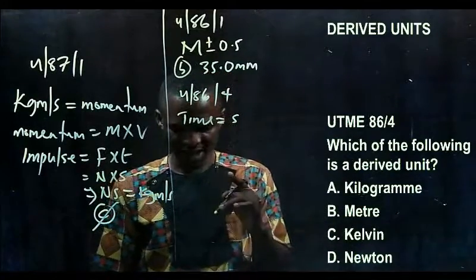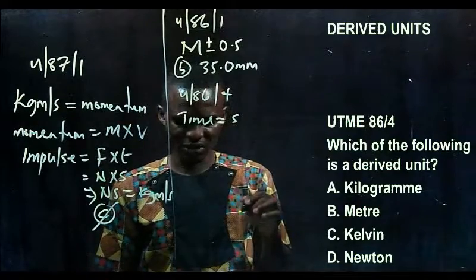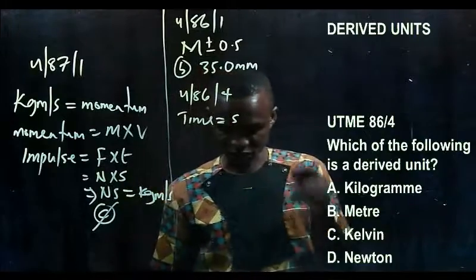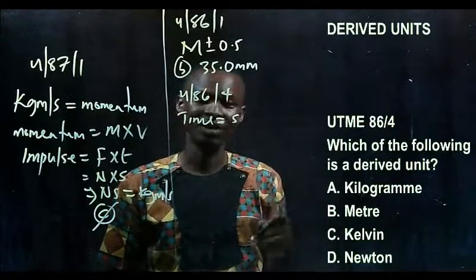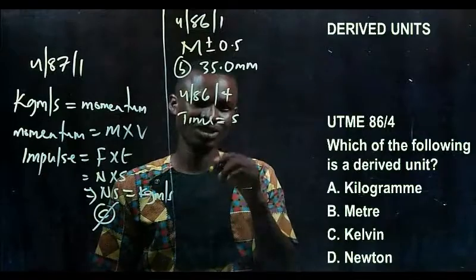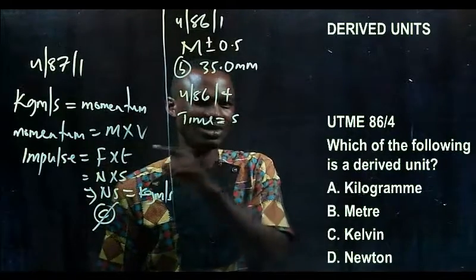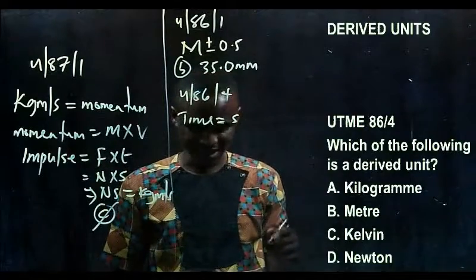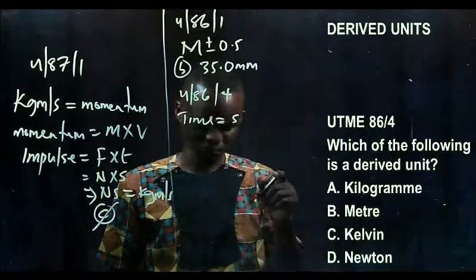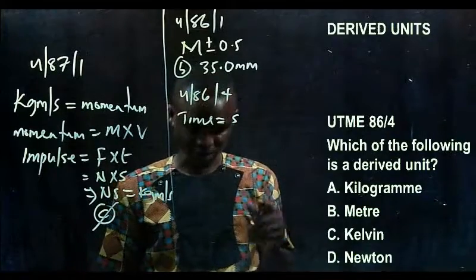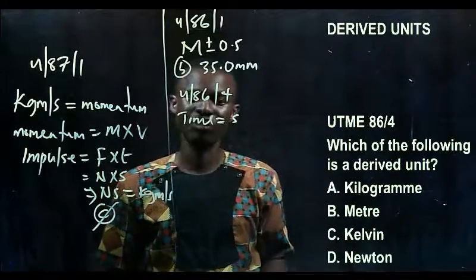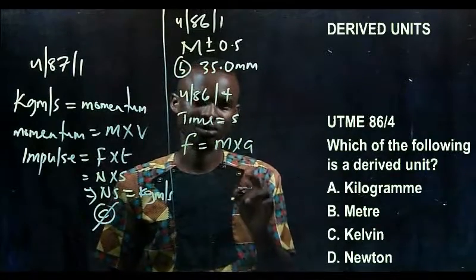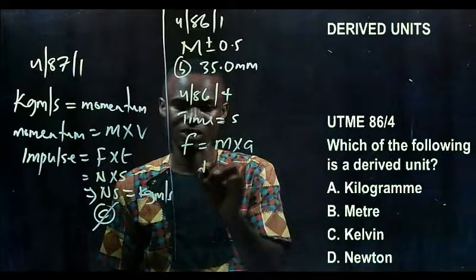Option A is kilogram. Kilogram is a fundamental unit. B, meter. Meter is also a fundamental unit. And C, Kelvin. Kelvin is the unit of temperature, which is a fundamental quantity. So Kelvin is a fundamental unit. So the correct answer here is option D, which is Newton. Newton is the unit for force, and force is mass times acceleration. So option D is correct.